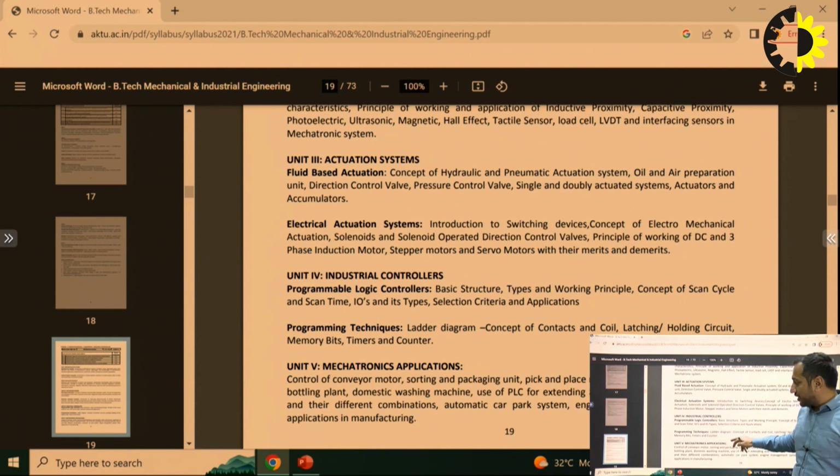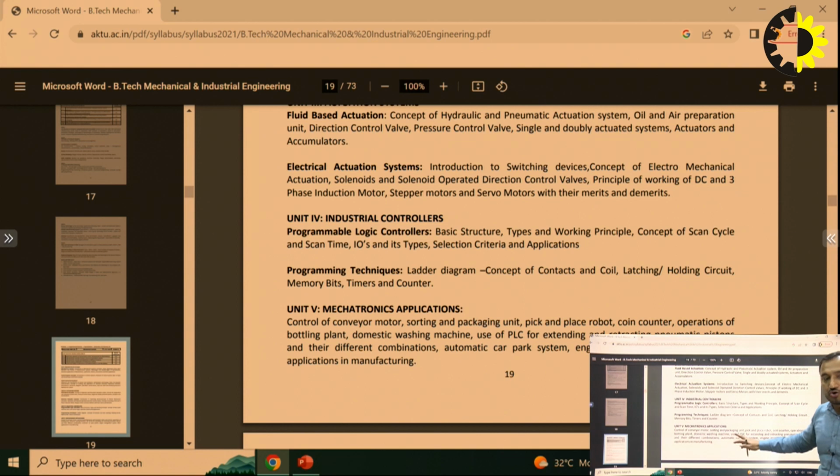Unit 5 deals with the applications of mechatronics, like control of conveyor motor, sorting and packaging unit, pick and place robot, how a mechatronic system works in that way, operation of bottling plant, domestic machines, car parking system, engine management system. These are all the applications of mechatronics. I give you a brief example of a mechatronic application.